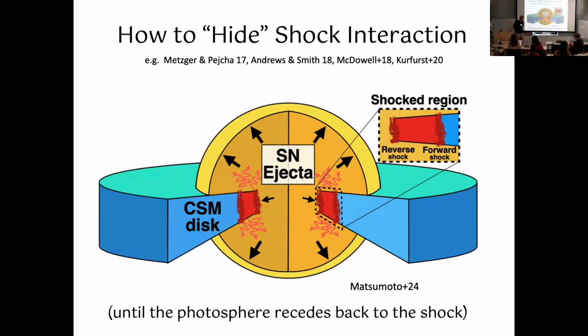But you would need something where you lose the envelope while the star is still compact, so that the mass loss doesn't carry away a lot of angular momentum. So something closer to a Wolf-Rayet star than a supergiant.